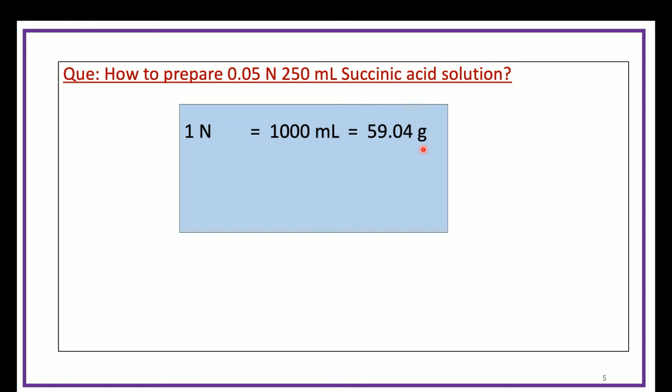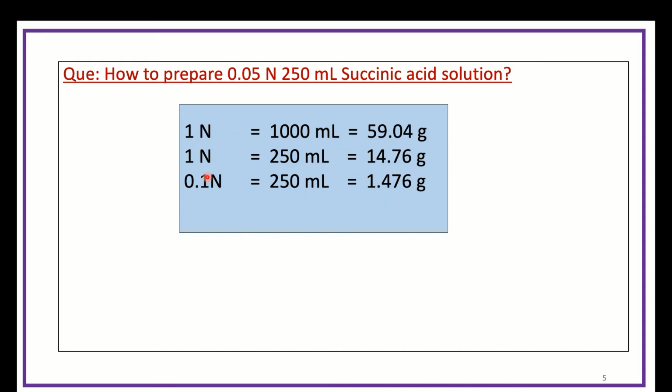Now step by step, we have to calculate for 250 ml. If we divide this by 4, we get 14.76 grams to be dissolved, and then make up the volume to 250 ml to give a 1 normal solution. Now our aim is to calculate the grams required for 0.05 normal. For 0.1 normal it is 1.476, so 0.05 normal for 250 ml requires 0.738 grams.